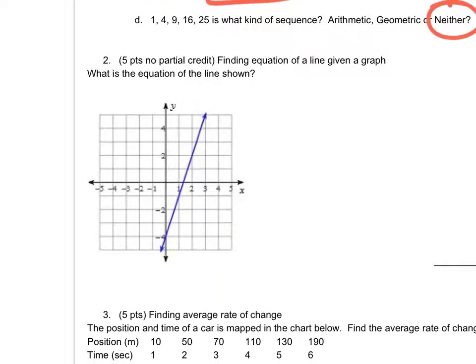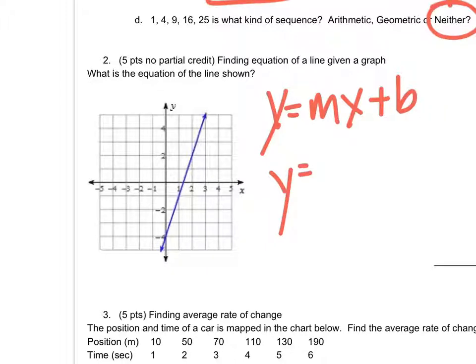Neither. Tremendous. Let's take a look at number 2. It says find the equation of a line given in a graph. So that's the subject, and it wants us to know what is the equation of the line shown. So we're looking at this blue line, and if we're going to be using y equals mx plus b format, that template right there, we know that it's going to be y equals mx, either plus or minus b. And when we take a look at it, we know that the y-intercept is right here, and that's a -4. So we know that it's going to be mx minus 4.